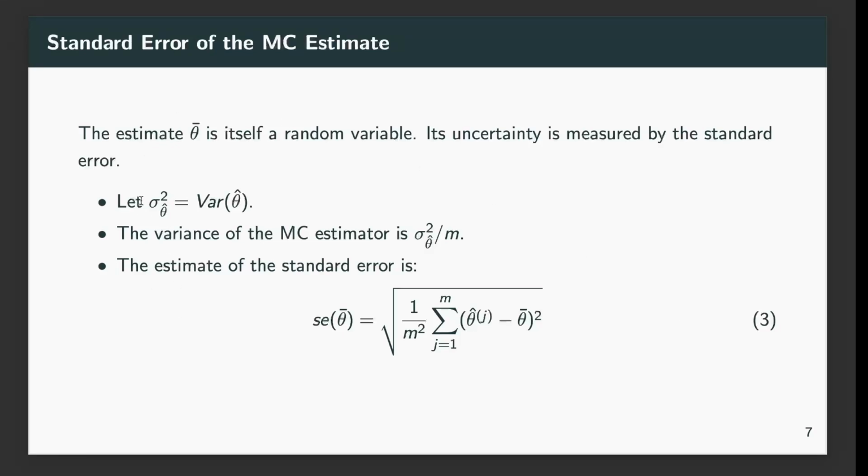So imagine we let sigma squared equal the variance of theta hat. Okay, this is the quantity that we try to estimate. So the variance of the MC estimator is given by the variance of theta hat divided by M, and therefore the estimate of the standard error is given by this. It is the sum of all the theta hat of each of the replicates minus the theta bar, we take the square and divide by M squared, and we take the square root of it to get the standard error.